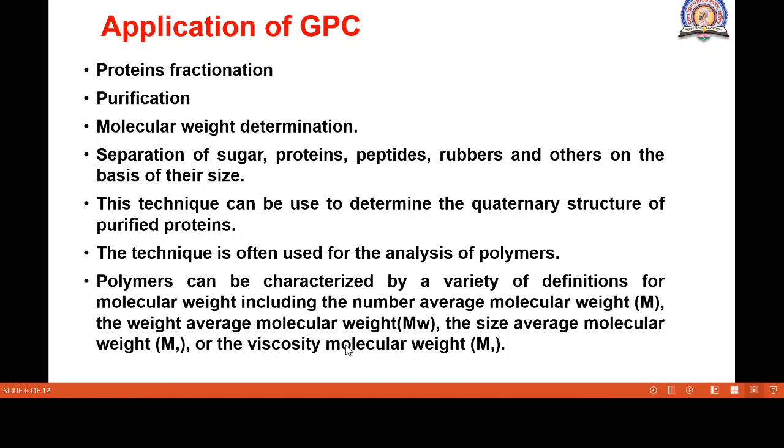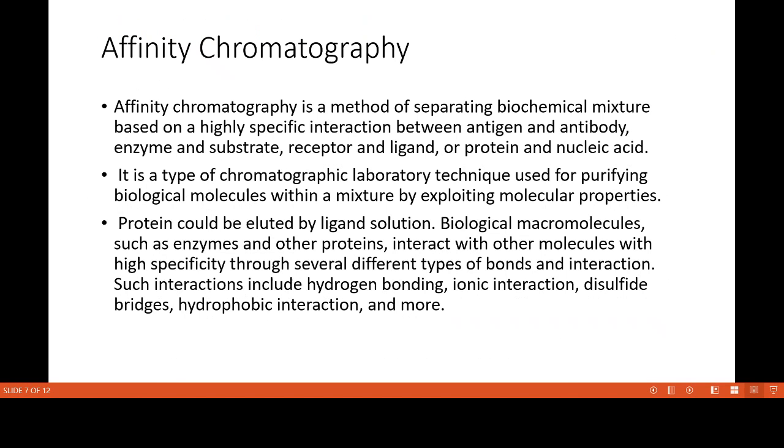So all these molecular weights are found by separating the polymer using this GPC technique. Okay, so these are the applications of the GPC technique. Then the next is affinity chromatography.